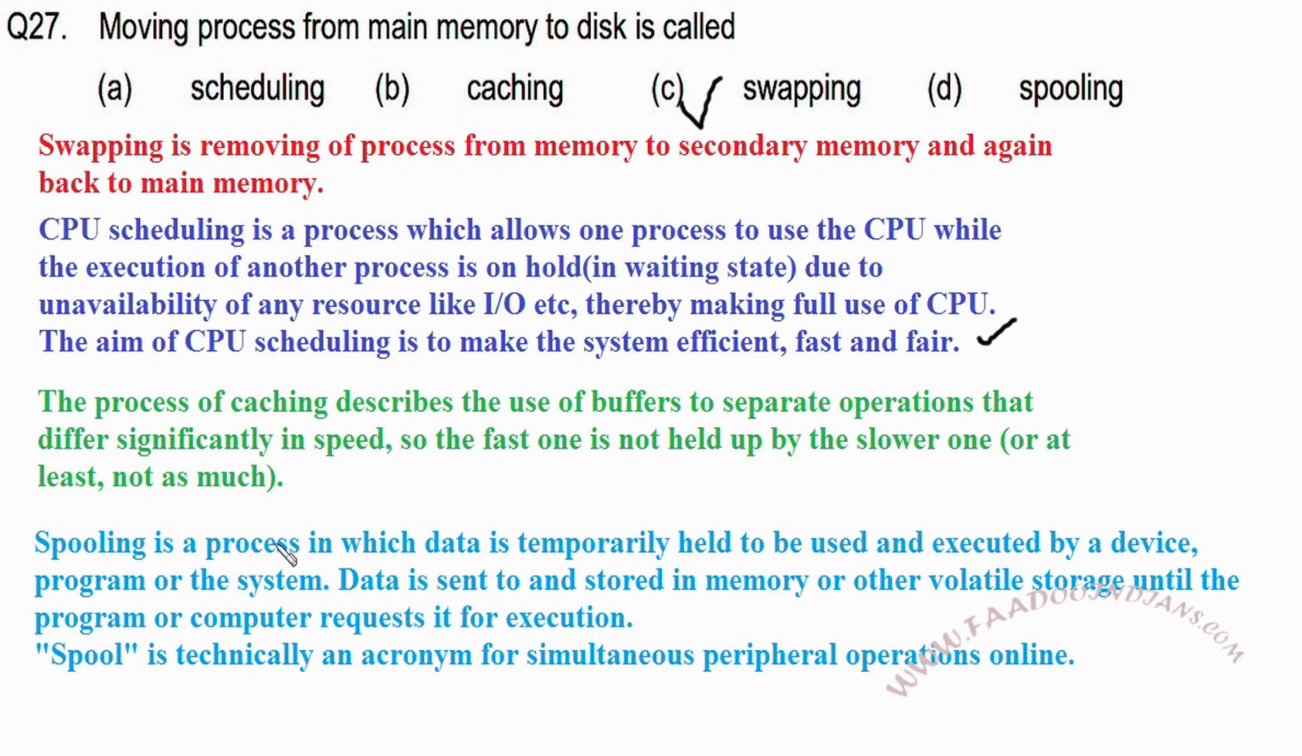Spooling is a process in which data is temporarily held to be used and executed by a device, program, or a system. Data is sent to and stored in memory or other volatile storage until the program or computer requests it for execution. It is just an acronym for simultaneous peripheral operations online. It is used in printers or slow devices.